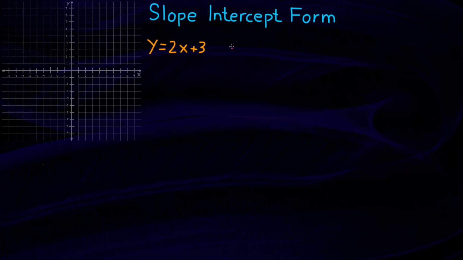So slope-intercept form is when you are given an equation in the form of y equals mx plus b. So this is in slope-intercept form, and so is this. In this case, 2 is m, and 3 is b. And m is the slope, and that is the same as rise over run.